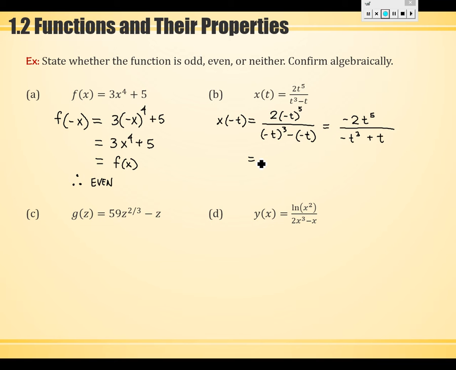So far, I'm still not seeing anything. Canceling out a negative in the top and bottom gives us what? What is that? That's the original function. So actually, this one's even too.